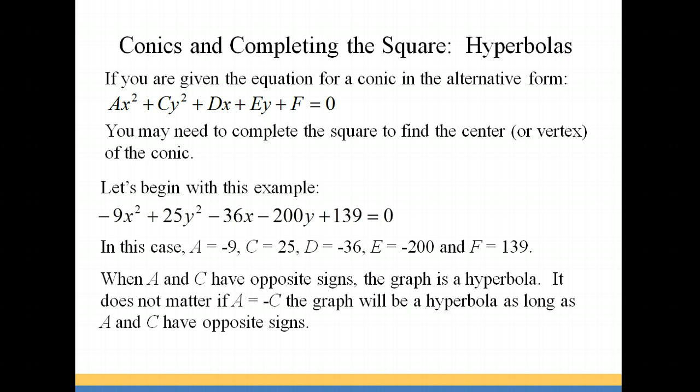Remember that the only way that you can get a circle is if they have exactly the same values. So they would either both have to be negative or both positive. So for instance, if a was negative 9 and c was 9, they're still opposite signs, so it's still going to be a hyperbola. If they were both negative 9, then it would be a circle, or if they were both positive 9, it would be a circle. So what you have to remember is that if it's a hyperbola, a and c are going to be opposite signs, one positive, one negative.